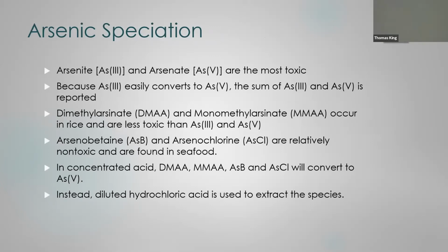And now I'll talk a little bit about the different arsenic species. Arsenic species is basically another word for different molecules that contain arsenic. The toxic ones are arsenite and arsenate, also called arsenic 3 and arsenic 5. Because arsenic 3 easily converts to arsenic 5, we report the sum of arsenic 3 and arsenic 5. Then there's dimethyl arsenate and monomethyl arsenate. They occur in rice and are considerably less toxic than arsenic 3 and arsenic 5.